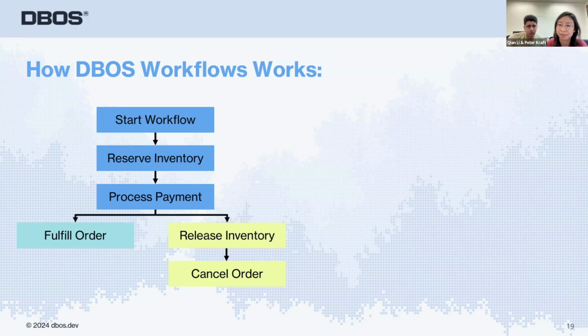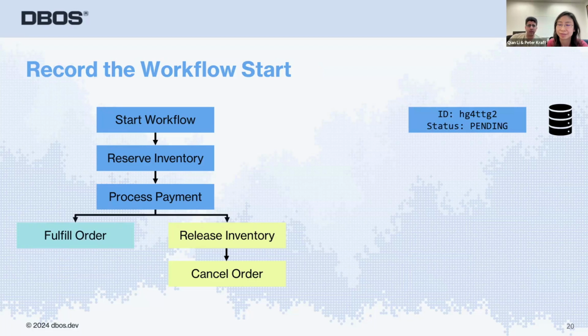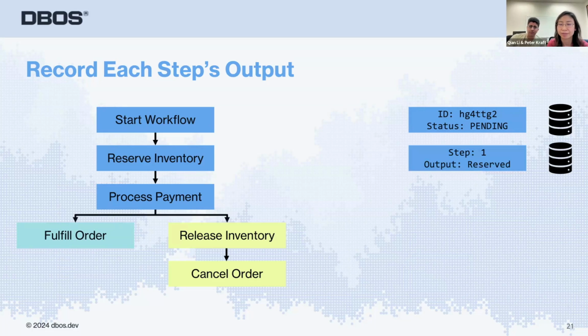And just to walk you through an example, when we start this checkout workflow, before it does anything else, it writes a record into Postgres saying that a workflow with this ID has just started. And because it's just started, it's in a pending state. So now we have a record in the database saying that we have a pending workflow with some ID. Then every time this workflow completes a step, we write another record to the database saying what step executed and what was the output of that step.